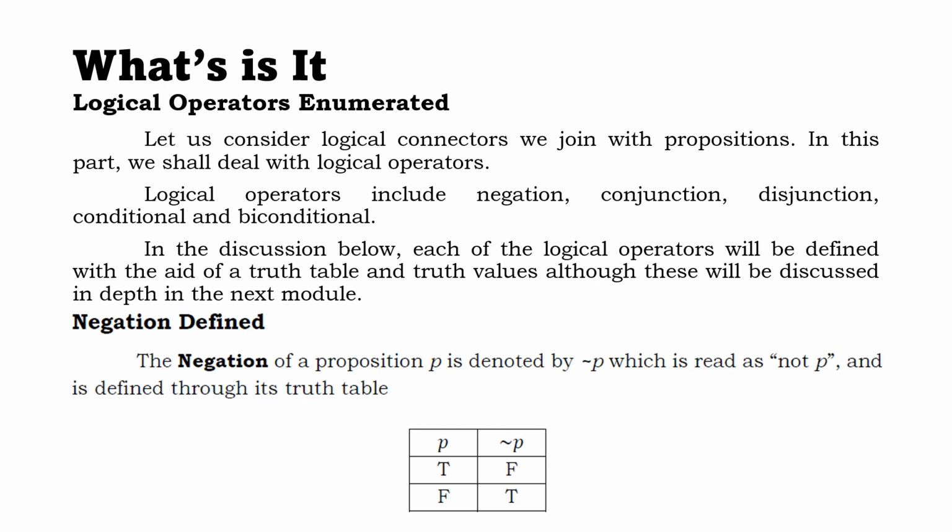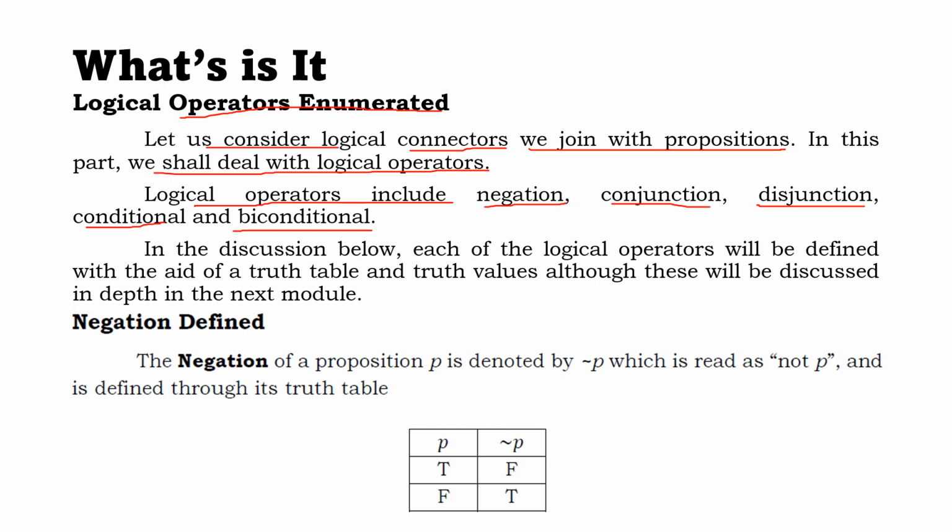Let's deal now with logical operators. Let us consider logical connectors we use to join propositions. In this part, we shall deal with the logical operators that we're going to use. Logical operators include first your negation, second your conjunction, third your disjunction, fourth your conditional, and lastly your biconditional.